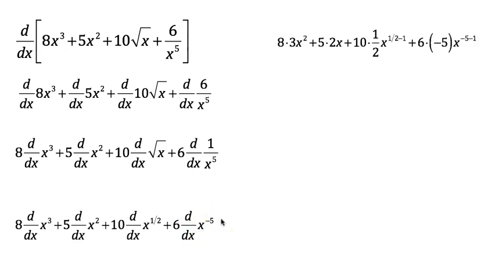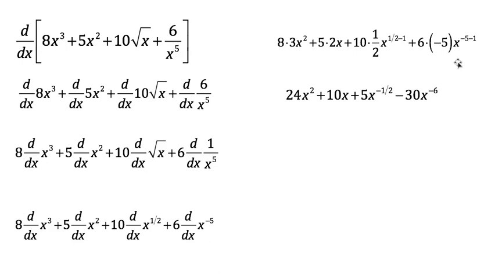So let's show all that. 8 times 3x squared, 5 times 2x, 10 times a half, x to the half minus 1, 6 times negative 5, x to the negative 5 minus 1. Of course, 8 times 3 is 24, so we have 24x squared, 5 times 2 is 10, 10x, 10 times a half is 5, 5x to the half minus 1, to the negative 1/2, 6 times negative 5 is negative 30, x to the negative 6.